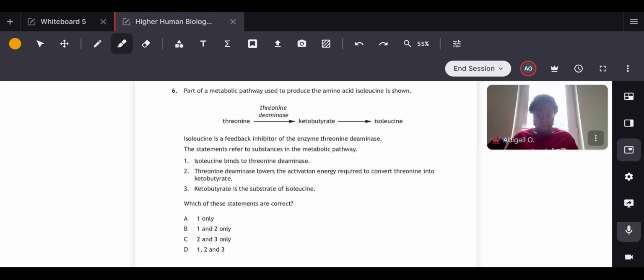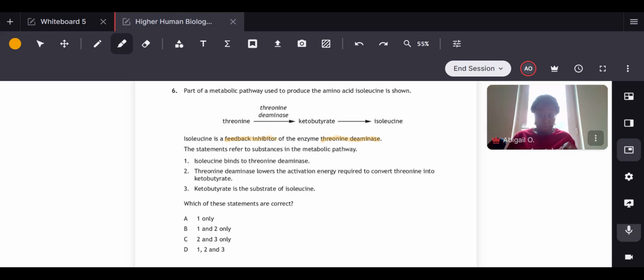We're being told some information here. We're being told that isoleucine is a feedback inhibitor of the enzyme threonine deaminase. I don't know who names these compounds, but it's very hard to say. So those are important words to highlight.